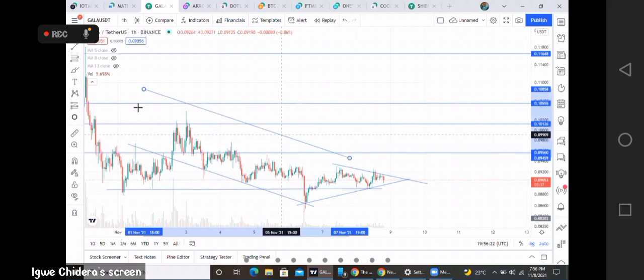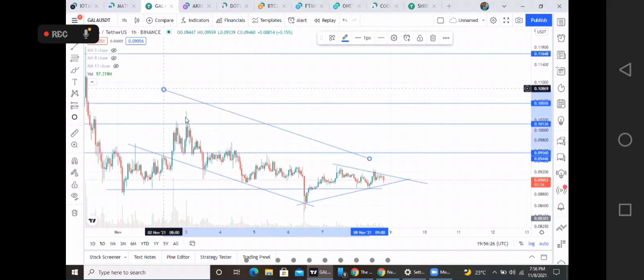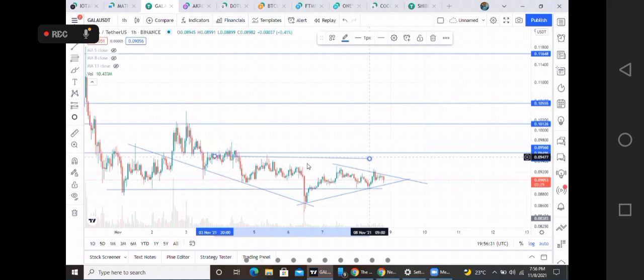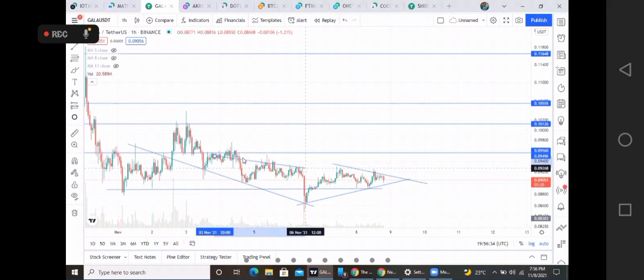Let me show you guys. It's a brief symmetrical triangle that was looking at us here, but we are kind of too dull to identify it, as we are trying to find something big.